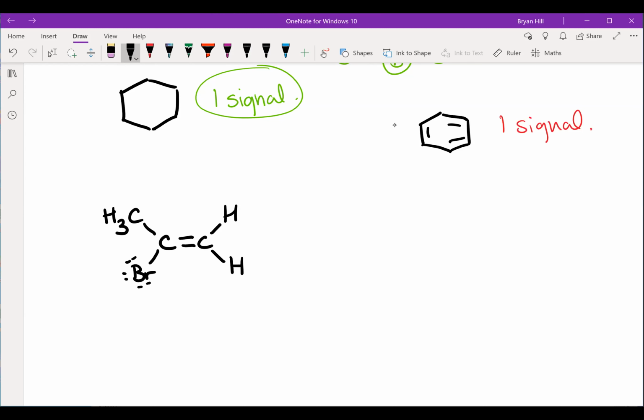How many different proton signals should we see here? I guess 3, since whether or not the hydrogen's on the same side as the bromine might make a difference. Okay, so we got 3. Yes, so to be chemically equivalent, protons also have to be stereochemically equivalent.